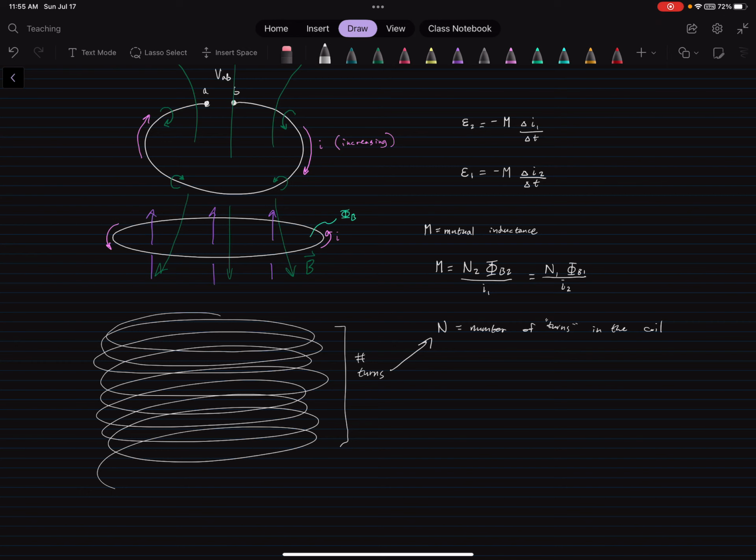Lowercase i is used to denote current that is varying in time. That's what produces the changing magnetic field in the first place, which then produces a changing flux through the other loop, which then induces the EMF, which is the whole point. So you have to have a changing current. And N1 and N2 refer to the number of turns in the first and the second circuit, respectively. And we usually refer to a circuit segment with multiple turns, multiple loops, as a coil.